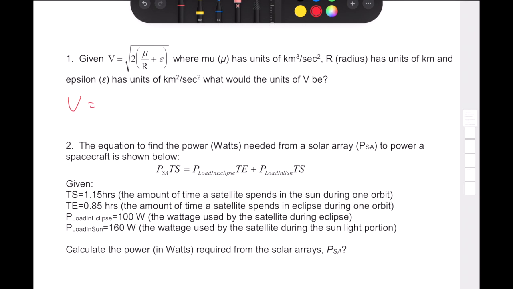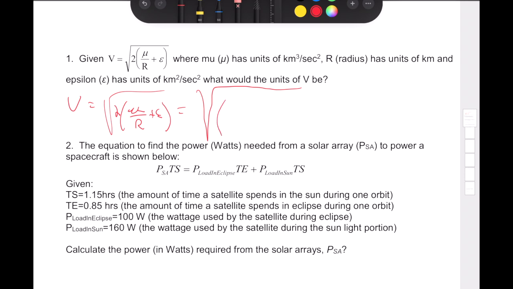V equals the square root of 2 times mu over r plus epsilon. If you're solving this mathematically, you would plug in numbers for mu, r, epsilon, but you're not going to do that. You're going to plug in their units as if they were numbers. So what are the units of 2? I would tell you that 2 has no units. It's just the unitless integer number, so we won't even pay attention to it.